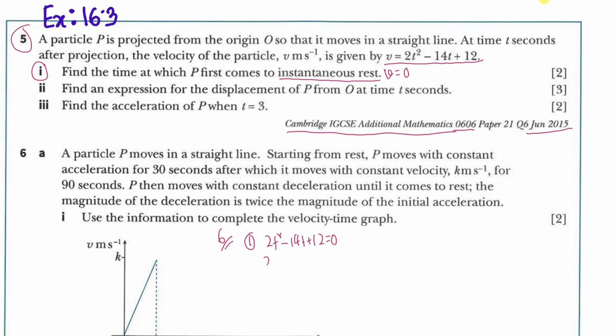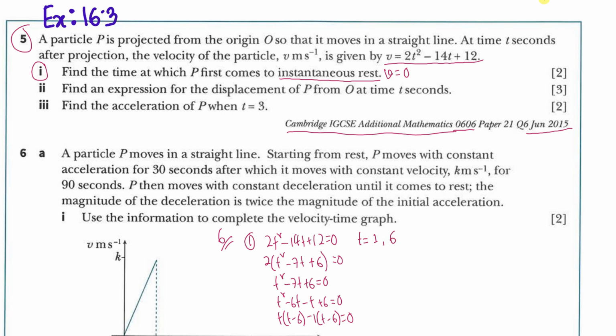We are going to solve it now. Take 2 common: t² − 7t + 6 = 0. Let me do the middle term break: t² − 6t − t + 6 = 0. Then take t common: t(t − 6), another factor is −1 common: −1(t − 6). So two factors are there. We got t = 1 and another value t = 6.